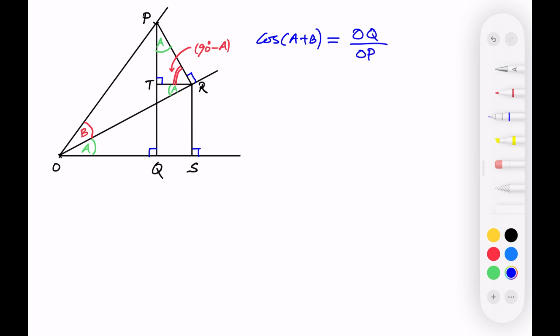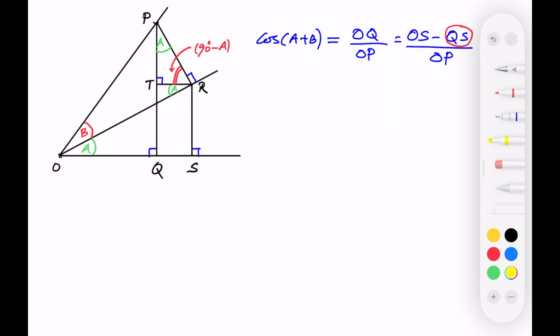What I'm going to do next is write down OQ in a slightly different way. I'm going to identify OQ as OS minus QS. Let me write down OQ as OS minus QS. All of that should be divided by OP. And then I'm going to replace the QS term right here with something else.